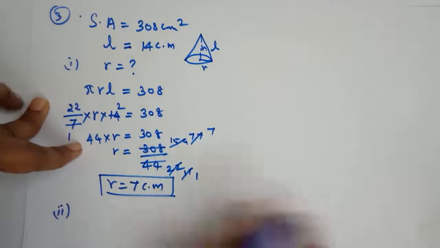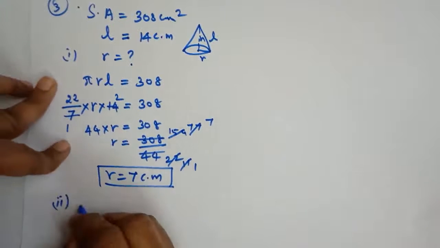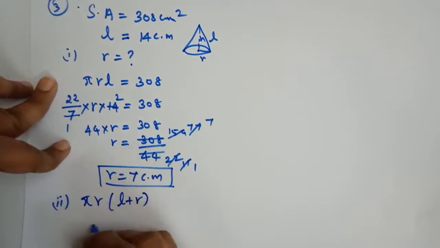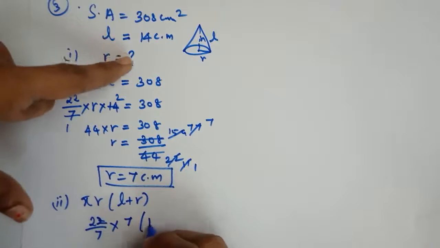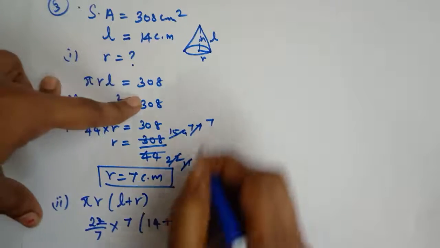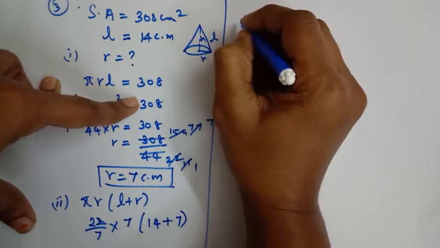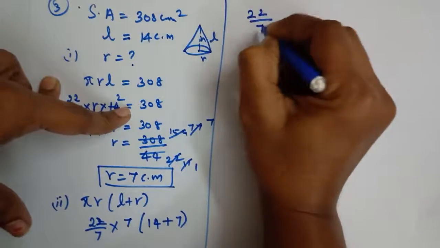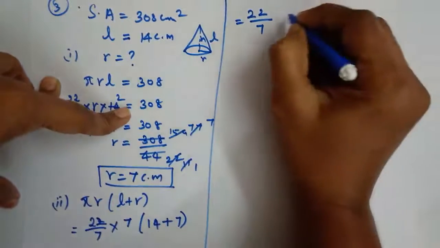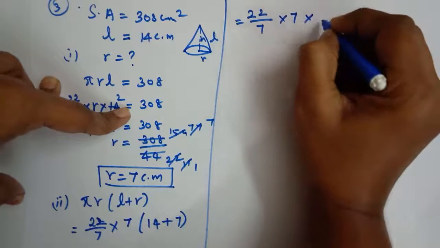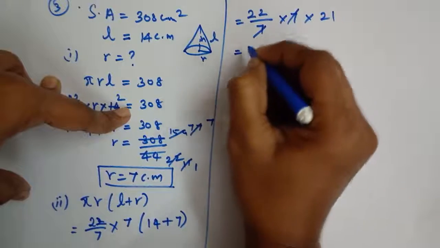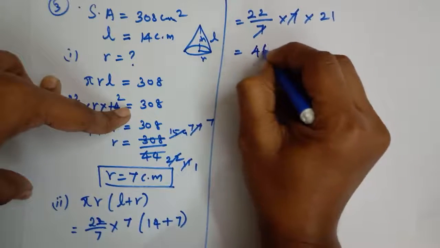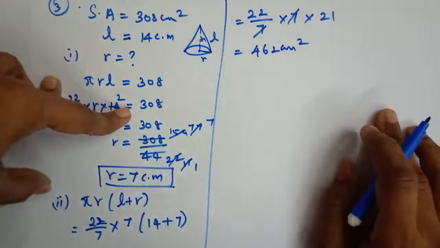Then second subdivision, total surface area of the cone. What is the formula? Pi r of L plus R. So pi is 22 by 7 into r, 7, into L plus R, what is L here? 14. 14 plus 7, that is 21. It gets cancelled. Then 22 into 21 is equal to 462 centimeter square. Is it clear, students?